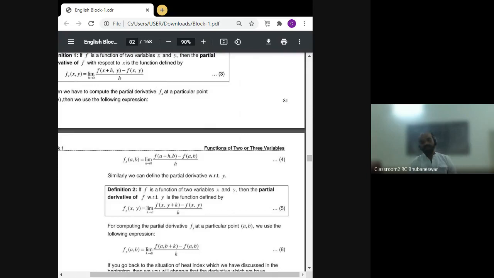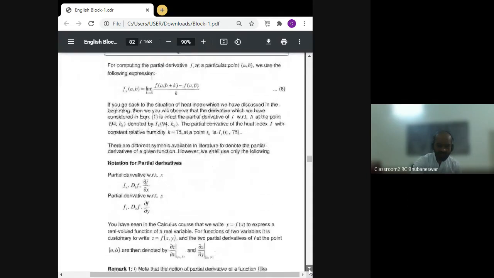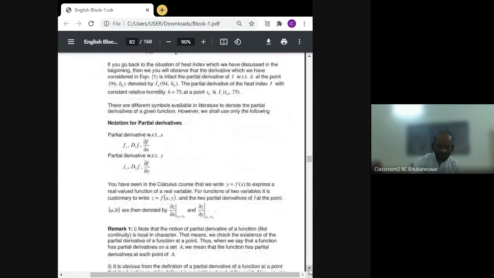That is the rate of change in the direction of x, that is the partial derivative with respect to x. And if we are going to estimate the rate of change in the direction of y, that is the partial derivative of the function with respect to y, represented as f subscript y. So these are the basic definitions and notations given in this textbook.